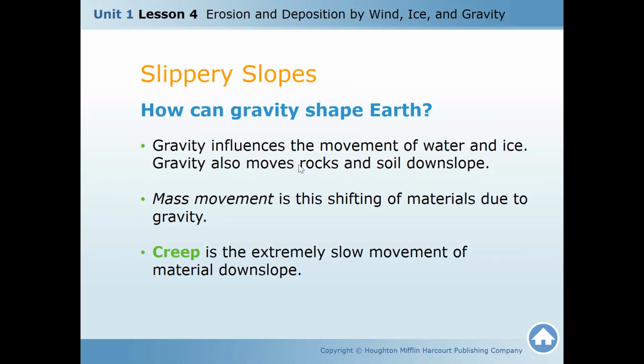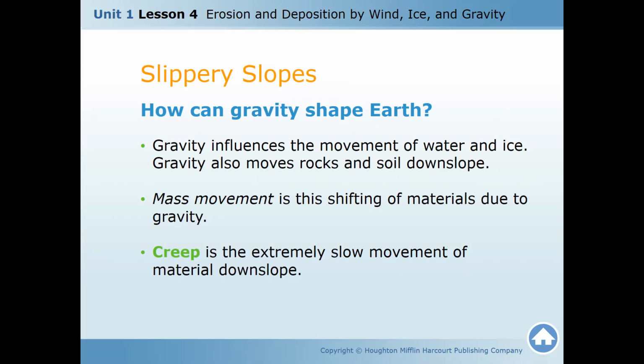Please, can you read out this? Yes, okay. How can gravity shape Earth? Gravity influences the movement of water and ice. Gravity also moves rocks and soil downslope. Mass movement is this shifting of materials due to gravity. Creep is the extremely slow movement of material downslope. One minute.